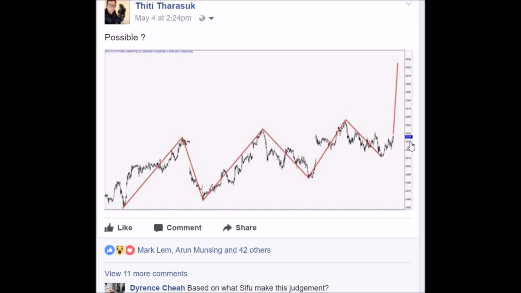In this case, the market showed around 2,500 something, maybe 30 to 40 for FCPO. I posted this after lunch finished on the 4th of May, which means the next day. I said, possible or not? Possible means from here to here is around 80 points of move up, and this target is around 2,600, 22 to 23, because it's just an estimate.